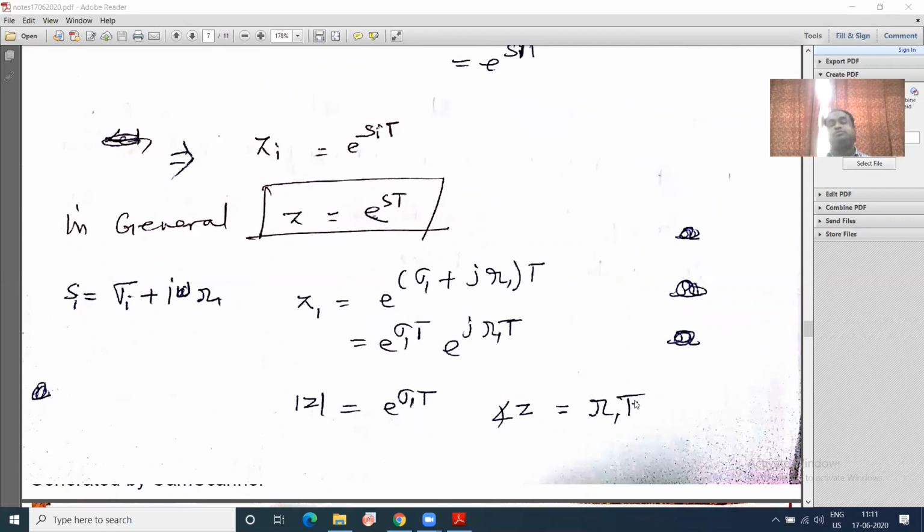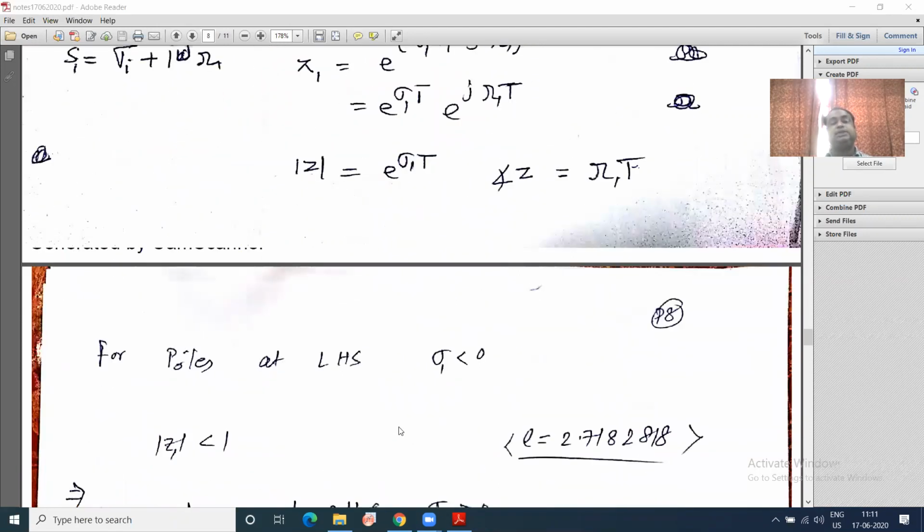Very good. Therefore, what I can conclude is that for poles lying in the left half of the S plane, the corresponding sigma_1 will be less than 0. If sigma_1 is negative, the magnitude of Z_1 will be less than 1. What I mean to say is that poles lying in the left half of the S plane will be mapped into the Z plane within the unit circle.